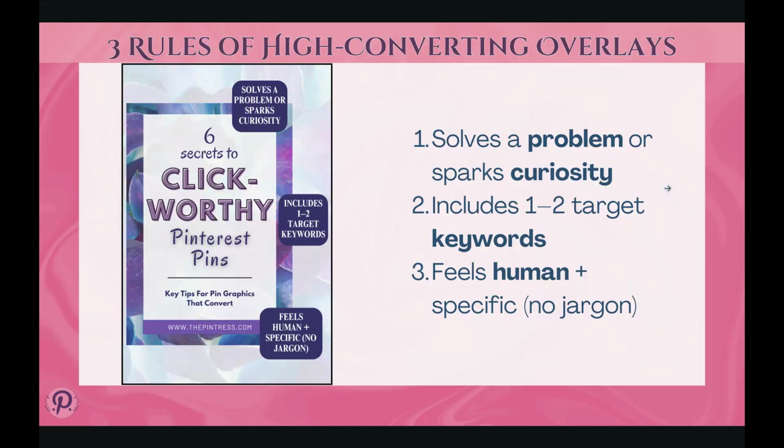Now, here are 3 rules of high converting text overlays. This is the formula, right? Number 1, solve a problem or spark curiosity. Do not be vague. Do not be clever. Just be very clear. Second, use 1 to 2 keywords that your audience is searching. This will help you show up and get clicked. And third, sound like a human, not a robot, not whatever ChatGPT spits out at you, not a marketing textbook. Use real and specific language that your audience would be using.